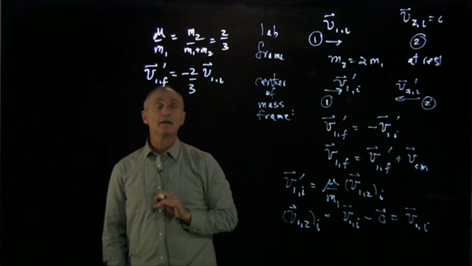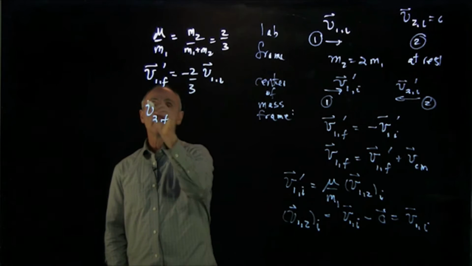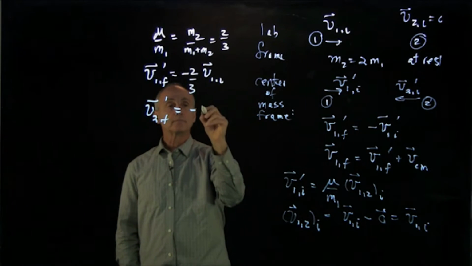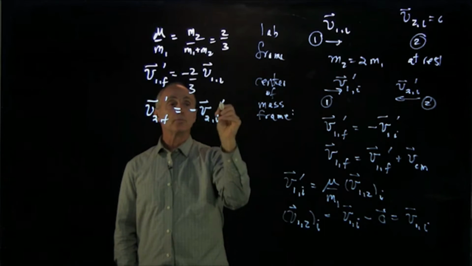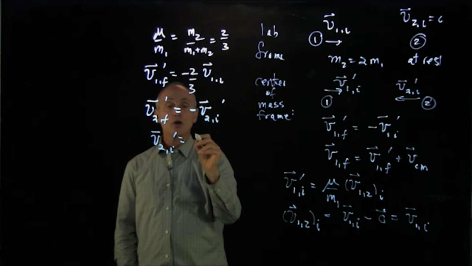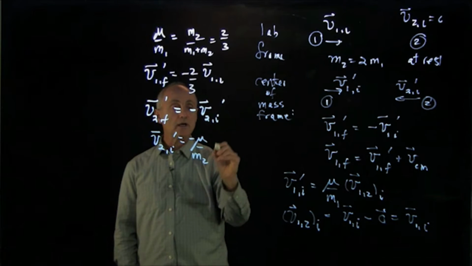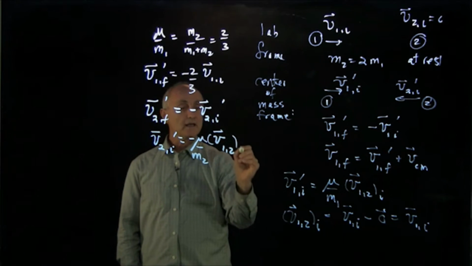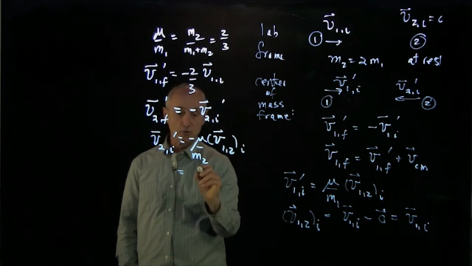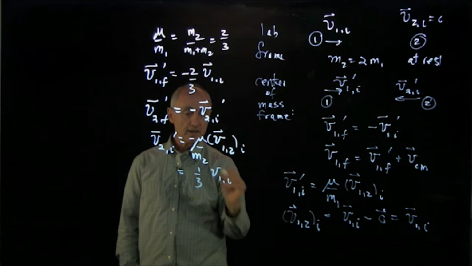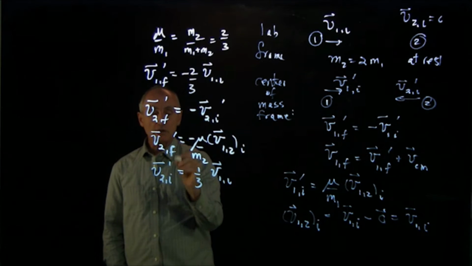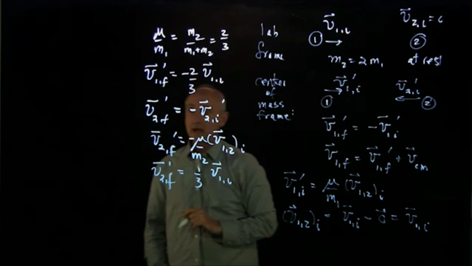We can do exactly the same thing with V2 final prime. V2 final prime is minus V2 initial prime. And V2 initial prime is equal to minus mu over M2 times V12 initial. This ratio, instead of being 2/3, it's a simple exercise. It will be M1 over M1 plus M2, which is 1/3 V1 initial. And so we have solved for the final velocities in the center of mass reference frame.